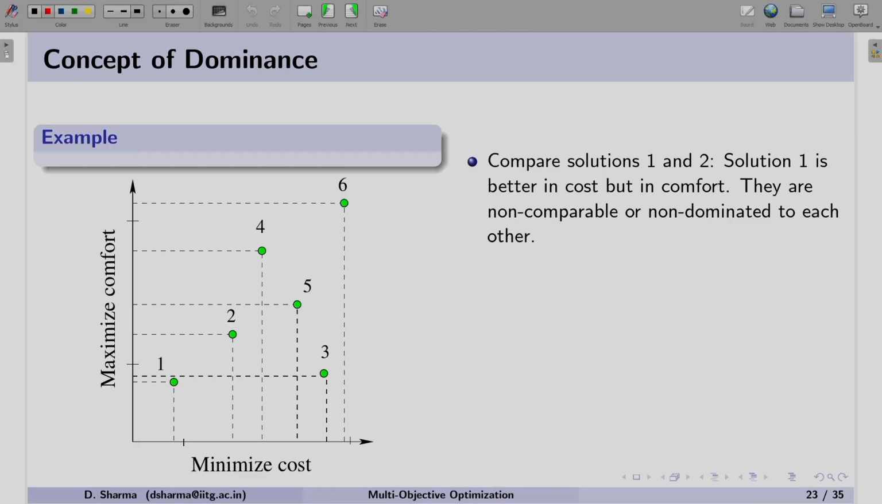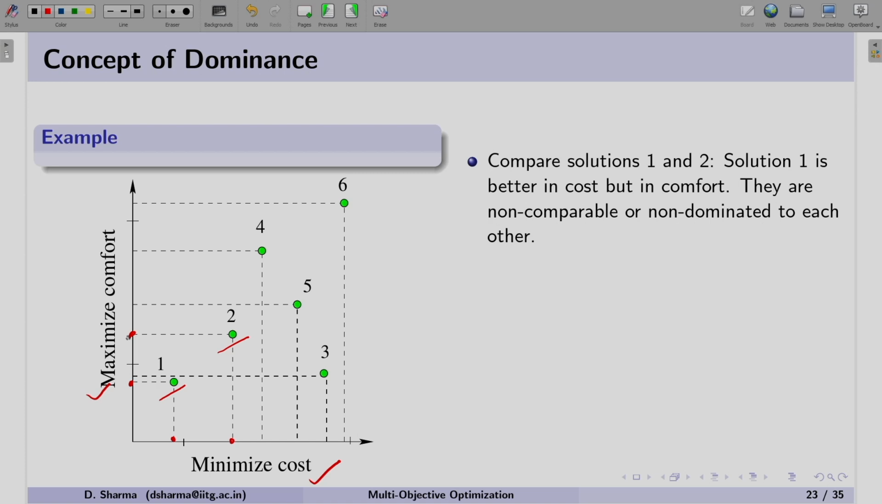Now, let us understand the concept of dominance within an example. We are taking this example as: suppose we are minimizing the cost and we want to maximize the comfort. In this example, we have taken 6 solutions. Now, let us compare solution 1 versus solution 2. As we can see, solution 1 has less cost, so it is good in cost. But at the same time, if we compare the comfort, solution 2 is better than solution number 1.